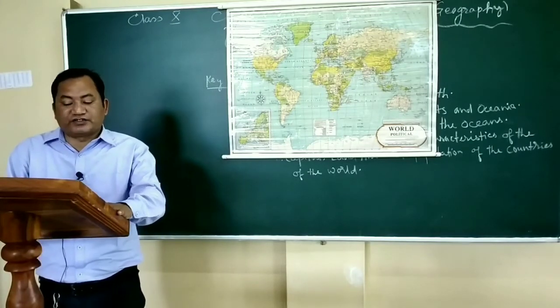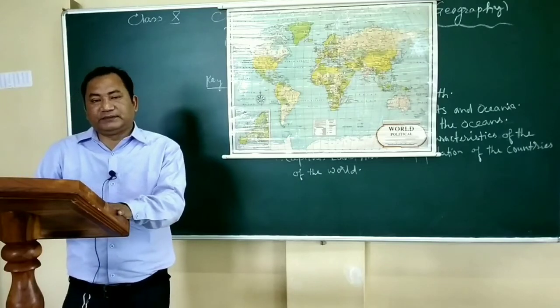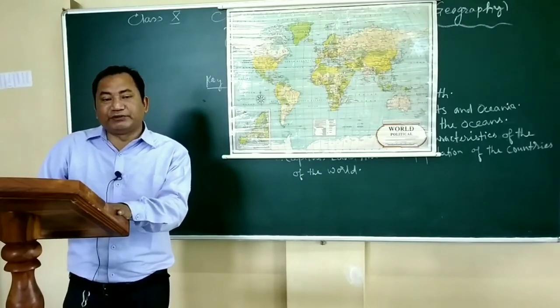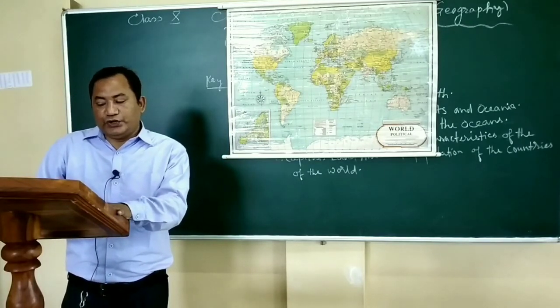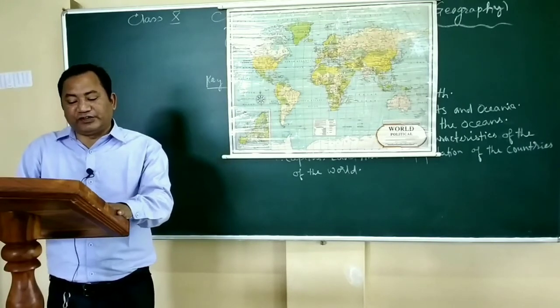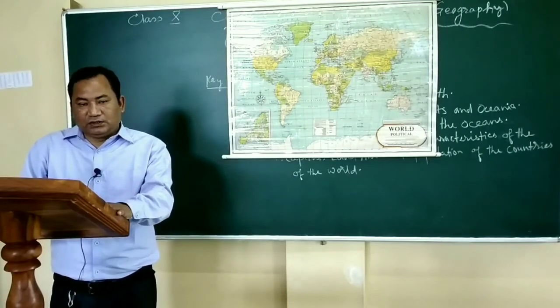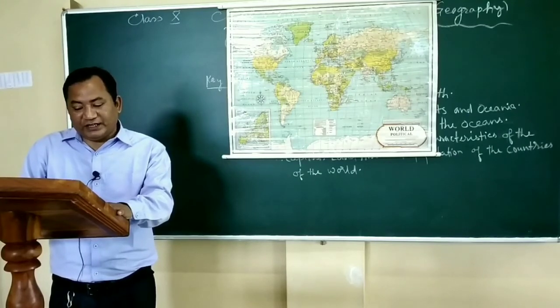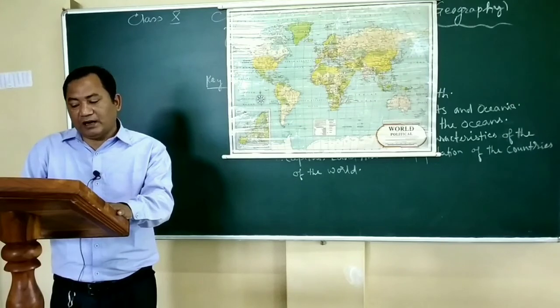Out of all countries in the world, Asia has 51 countries, Europe 44 countries, Africa 53 countries, North America 23, South America 12, and Oceania 14.